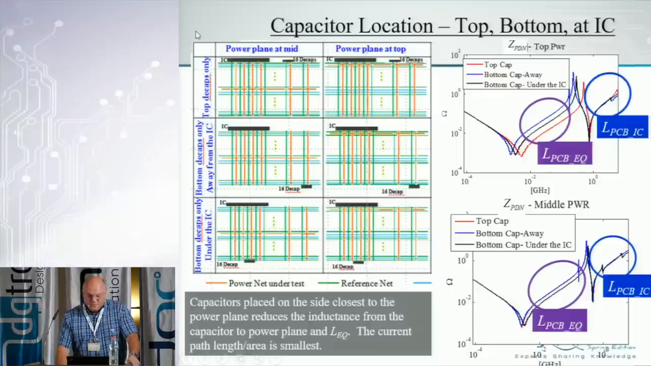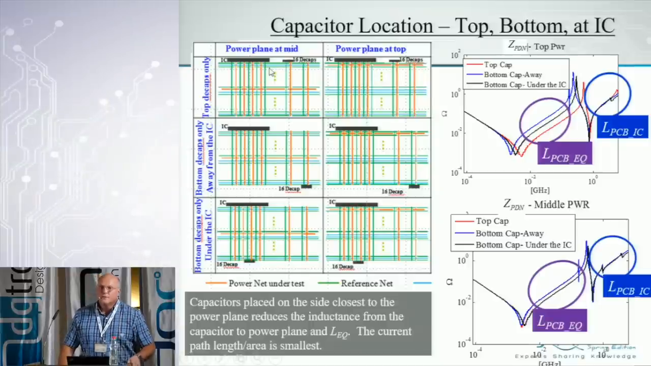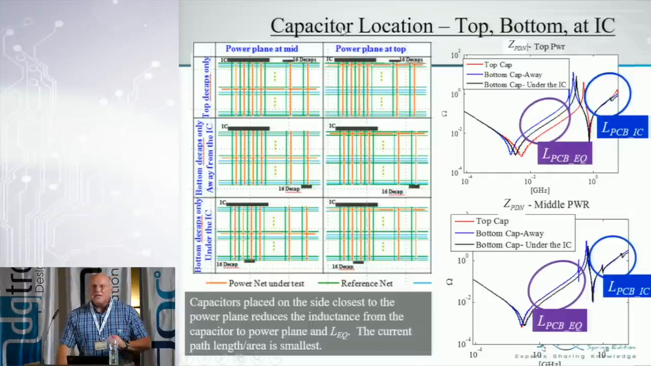So directly under the IC, the distance is the thickness of the board. That's right. And if you put them on the top, then you can put them maybe right nearby the IC, or if you have a socket or a heat sink, then you need to put them farther away. So they are less effective, I guess. Well, they could be, okay?